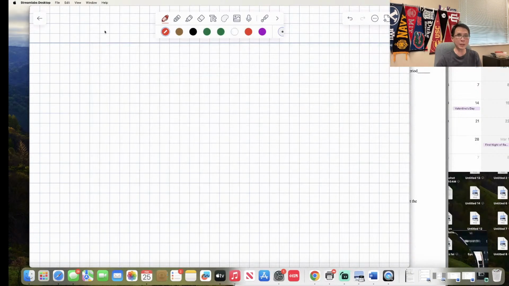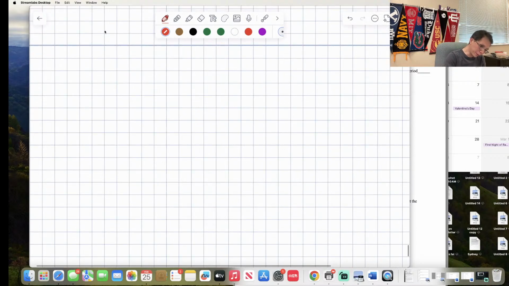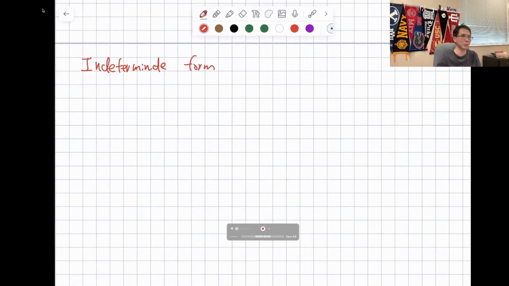We're gonna talk about L'Hopital's rule. L'Hopital's rule is for when there is an indeterminate form. Indeterminate form has 6 forms, but there are two most popular forms. Do you guys remember what's one of the most popular forms of indeterminate form? No one?